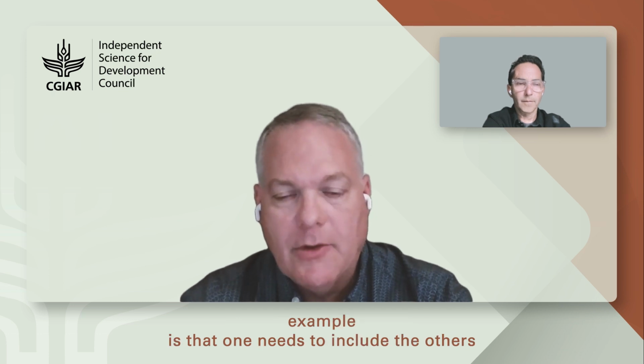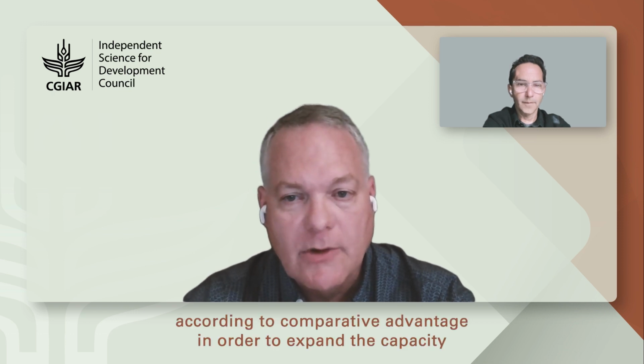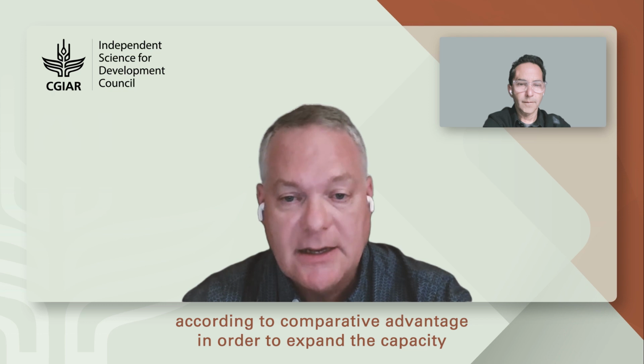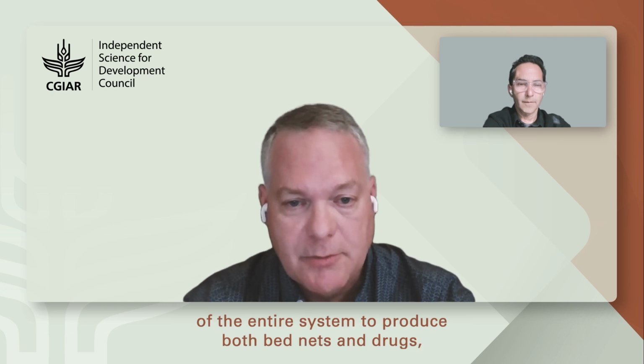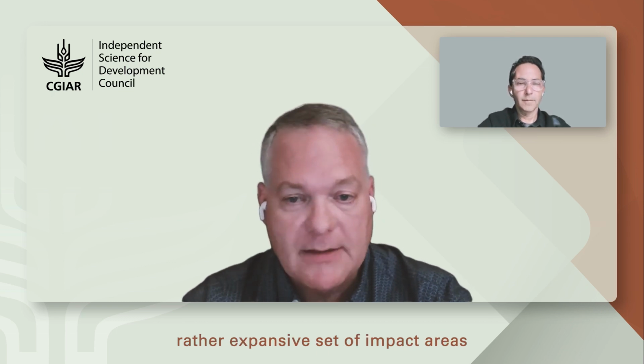from your nice example is that one needs to include the others according to comparative advantage in order to expand the capacity of the entire system to produce both bed nets and drugs, or in the CGIAR case, to accomplish this rather expansive set of impact areas that it's trying to tackle to accomplish all the tasks that are involved.